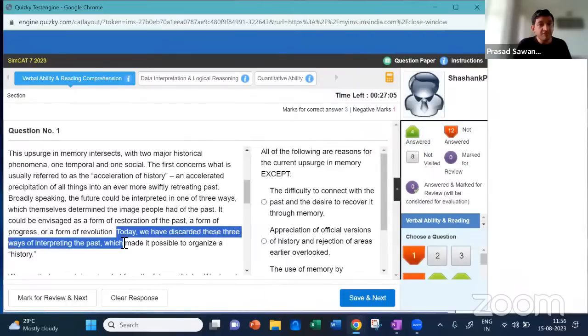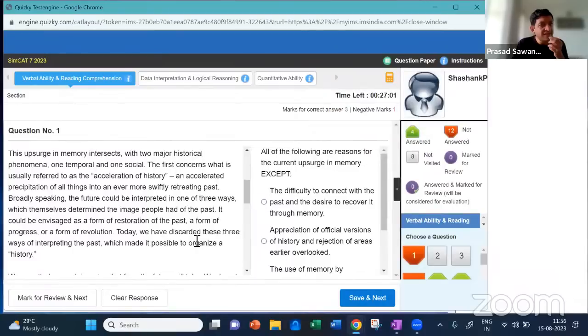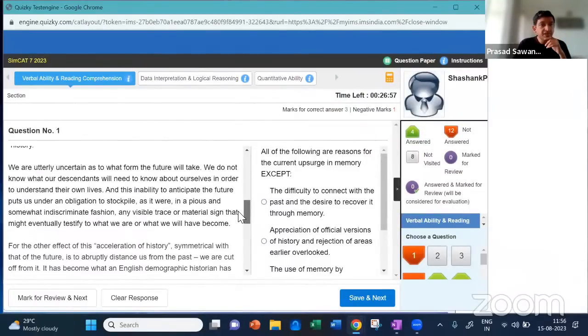Okay. Today we have discarded these three ways of interpreting the past, which made it possible to organize a history. We have discarded these three. We are not talking about these at all. So what are we doing right now? We are utterly uncertain as to what form the future will take.